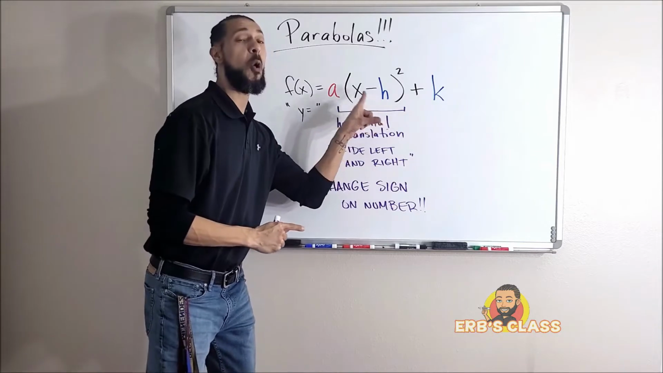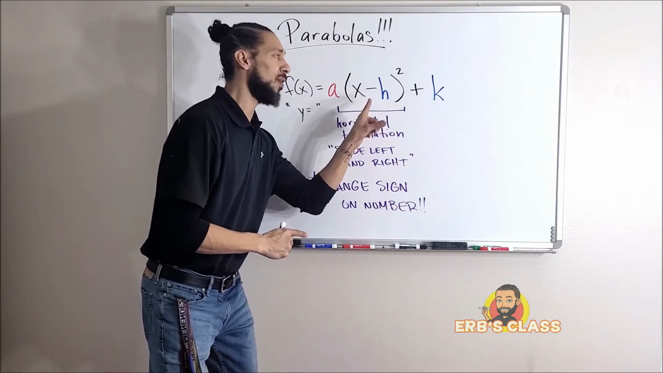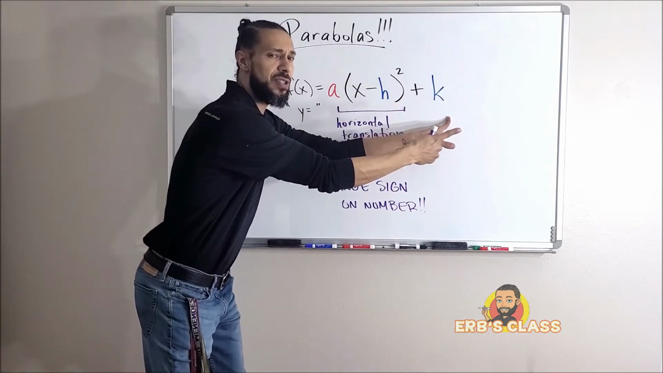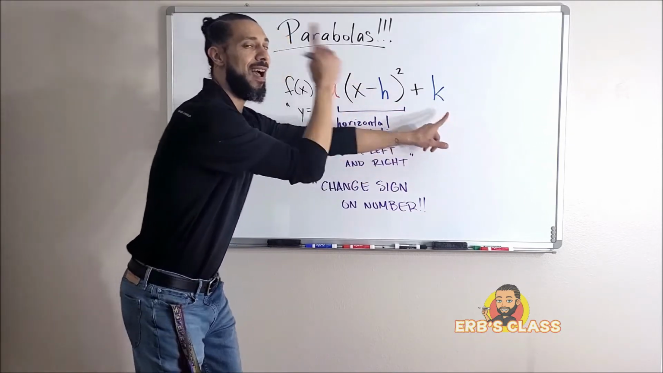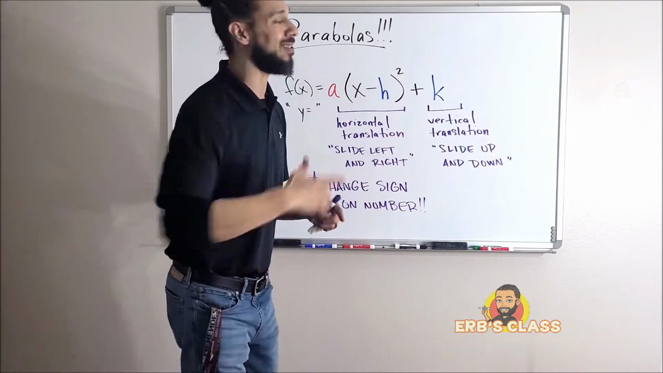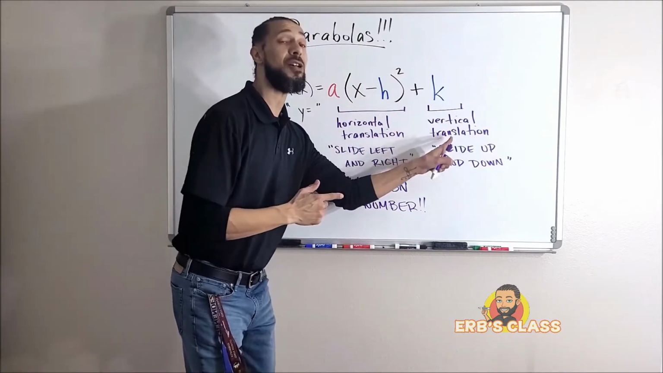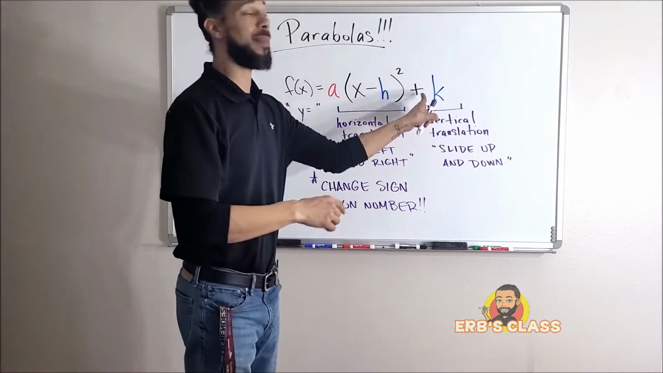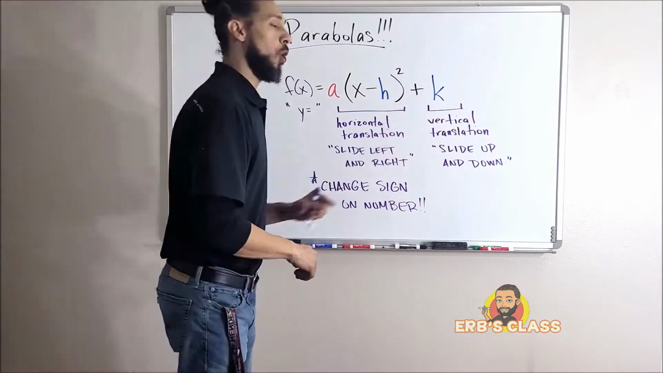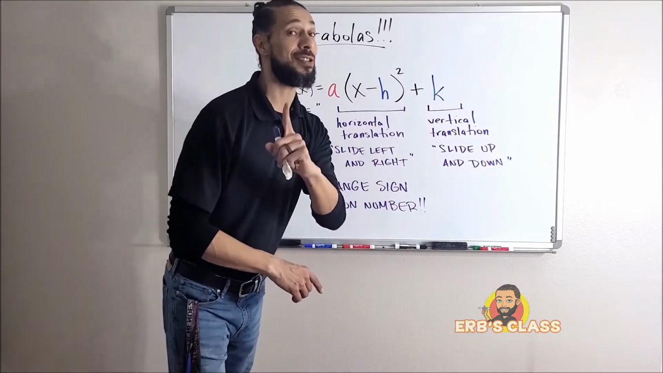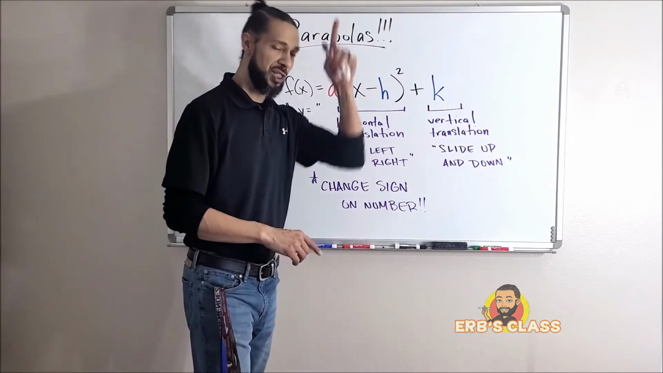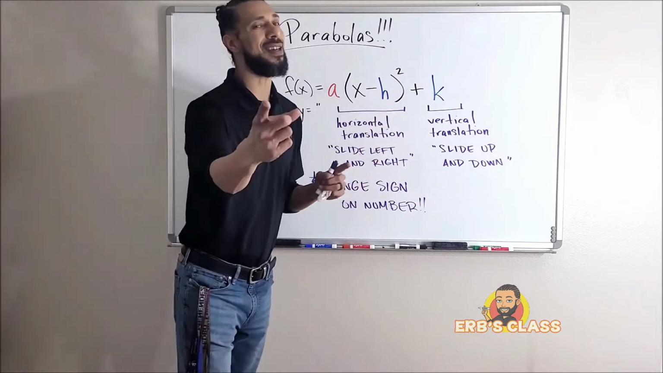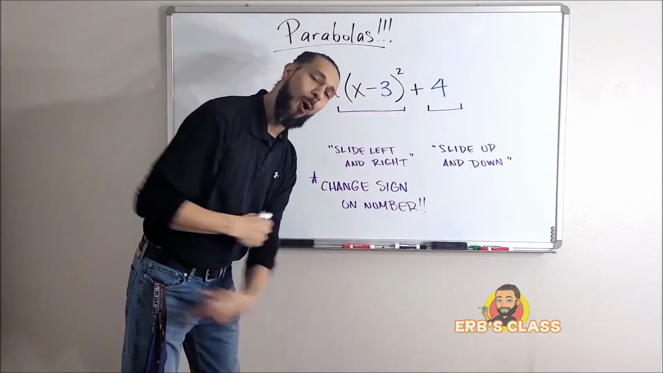So if this is a horizontal translation, what about this number that's going to happen outside the function after the set of parentheses? What do you think that is? Exactly right. That's the vertical translation. That tells you how much we're going to move our graph up and down. And now because of this plus sign, you don't have to change anything. Whatever number that is, that tells us the direction and the amount in which we slide up or down. Now let's put some numbers in here so you can see exactly what I'm talking about.